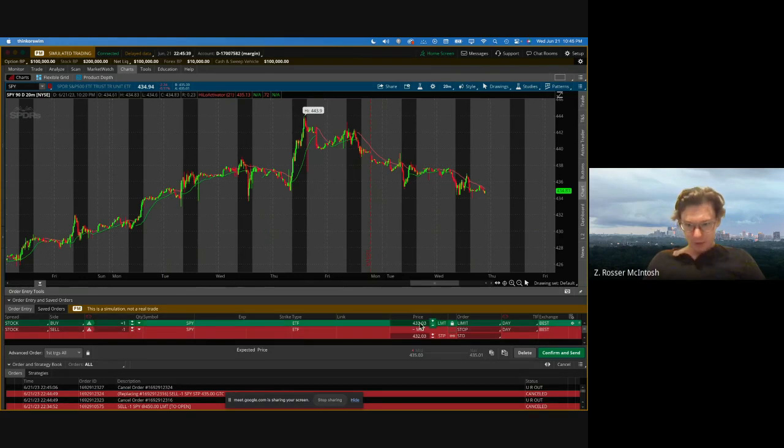And we'll go to a 432 entry to limit, a 430 stop. And here we're going to change the stop from a regular stop to a trailing stop. Now, when I hit this button, it's going to add some additional options to this bar at the bottom.